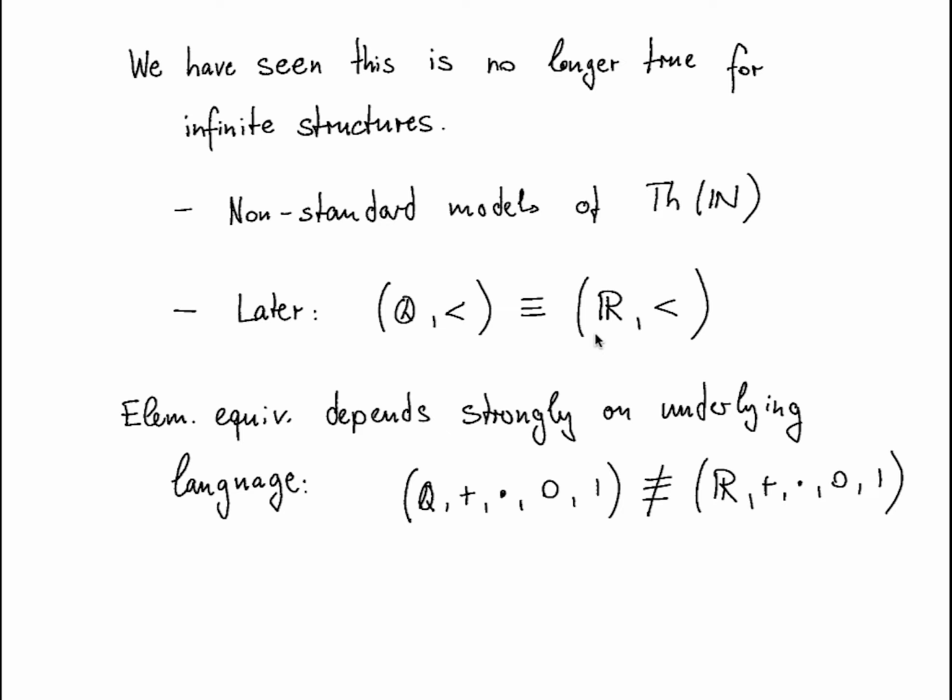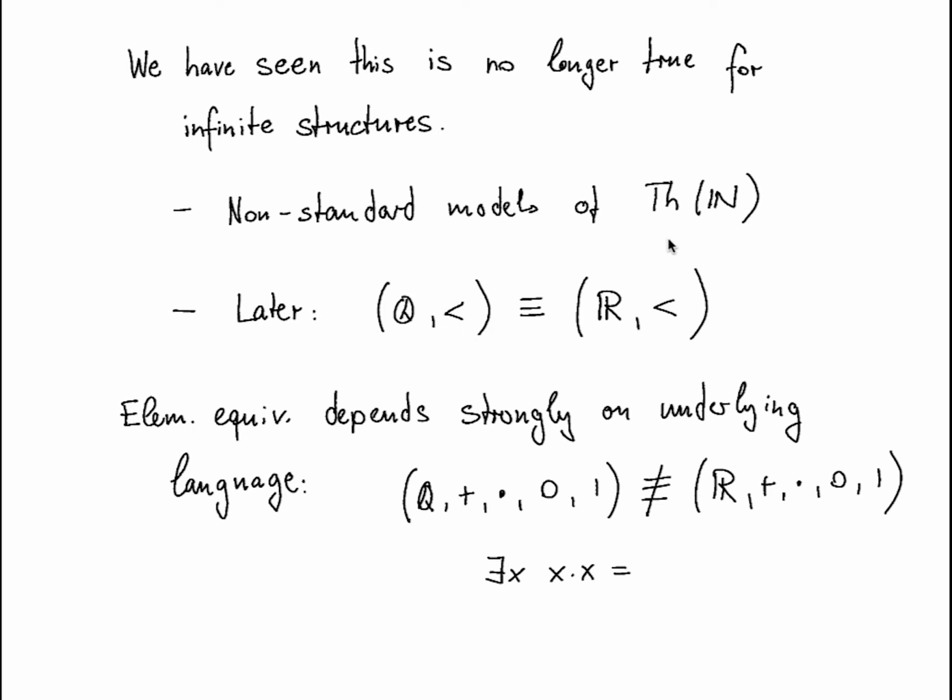We see directly also that elementary equivalence depends strongly on the underlying language, because if I look at Q and R not as orders, but as fields, they no longer are elementary equivalent. One example that separates the two structures would be: there exists an x such that x times x is equal to 1 plus 1. So R has a square root of 2, Q doesn't.